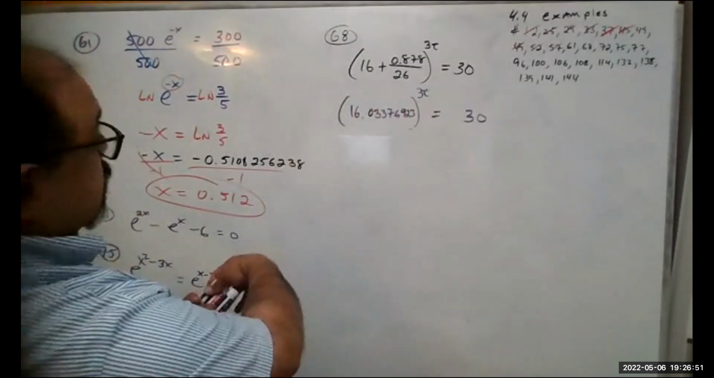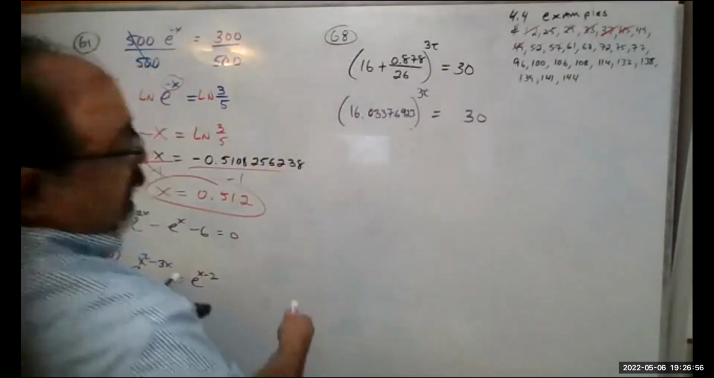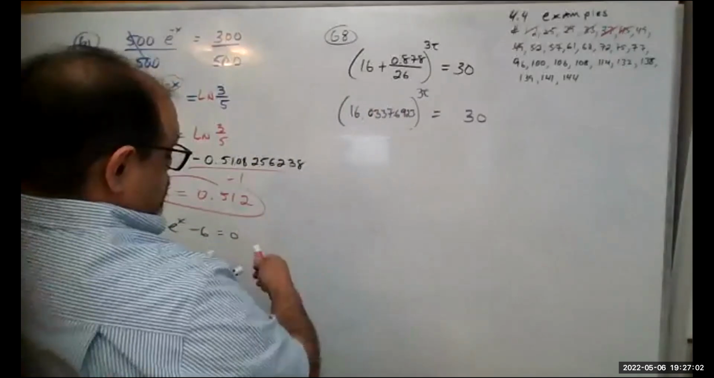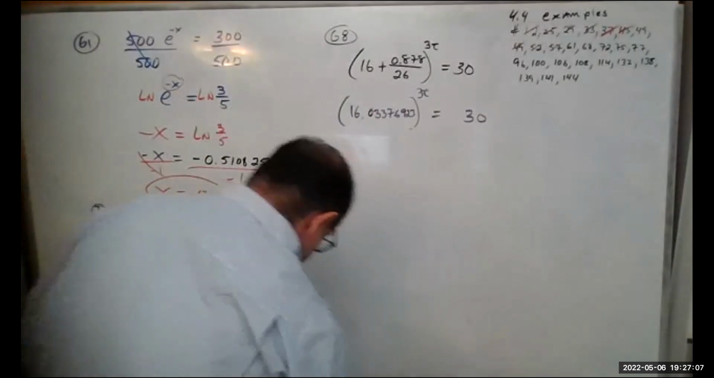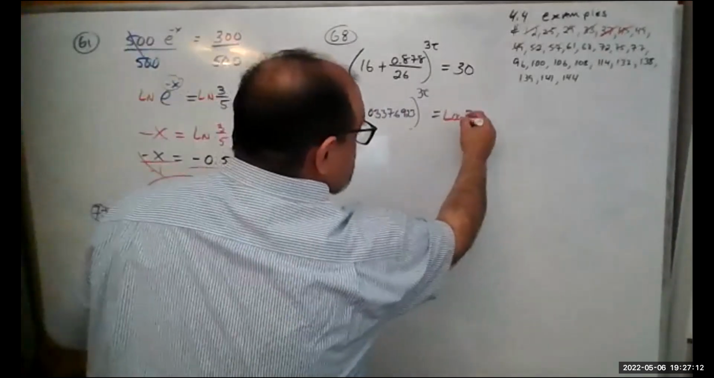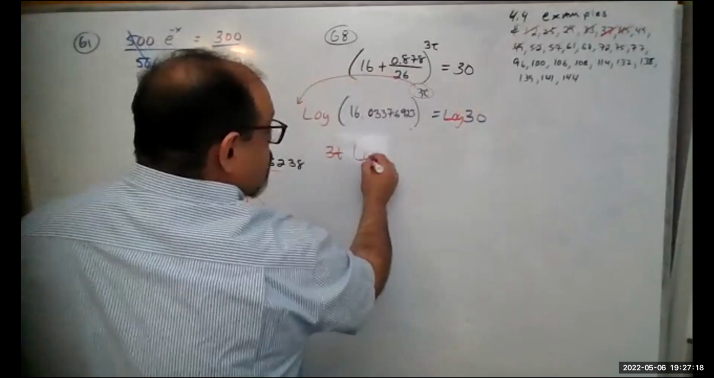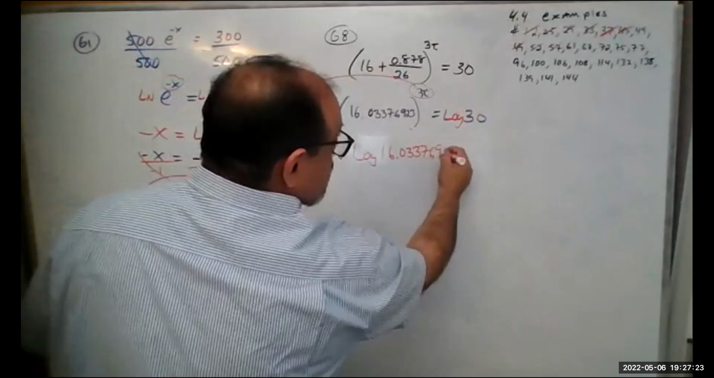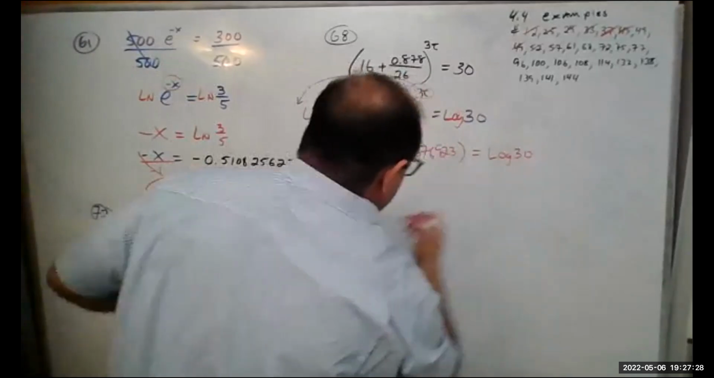So since I did natural log on the last one, I'm going to do common log on this one. I'm going to take log base 10 of both sides. The common log of both sides. 3t, come on down. So it's 3t times the common log of 16.03376923, equal to the log of 30.